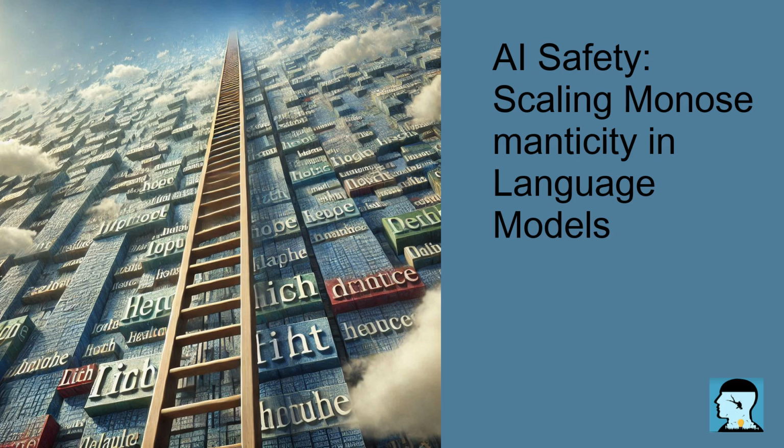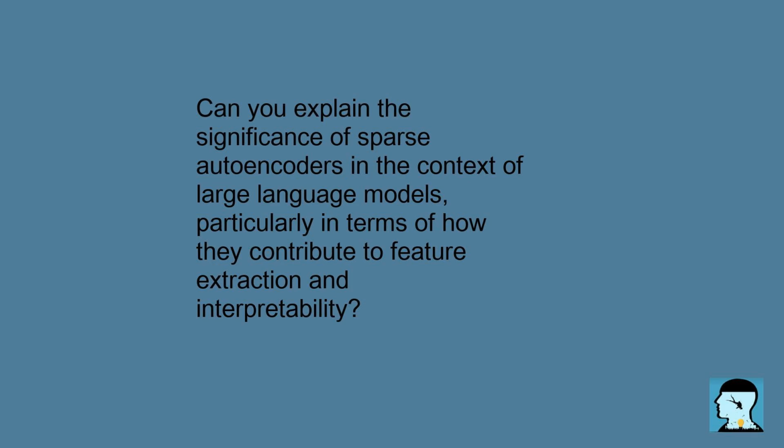Let's get started. Can you explain the significance of sparse autoencoders in the context of large language models, particularly in terms of how they contribute to feature extraction and interpretability?